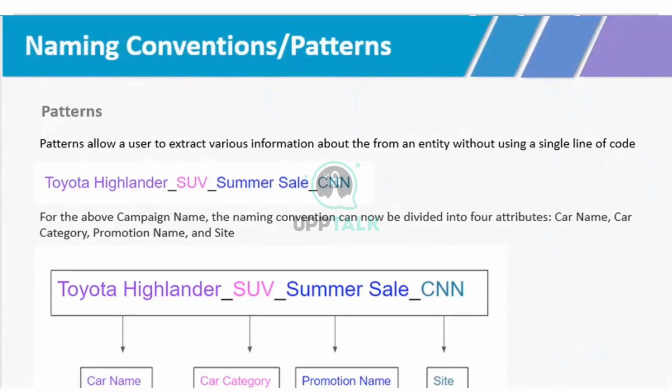Suppose you have this pattern over here, Toyota Highlander. From the above campaign name, the naming convention can now be divided into four attributes: car name, car category, promotion name, and site. Right. We can classify them into these buckets and take it forward.